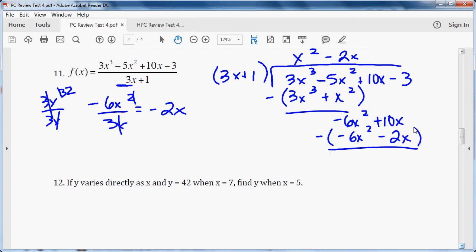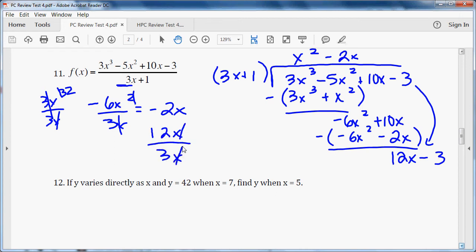Then I subtract both of those pieces. Notice I'm putting the parentheses there to make sure I remember to subtract both pieces. The 6x squareds cancel. I get 10x minus a negative 2x, which really means I'm doing 10x plus 2x, giving me 12x, and I bring down the minus 3. So I've got to divide one more time. 12x over 3x. The x's cancel completely.